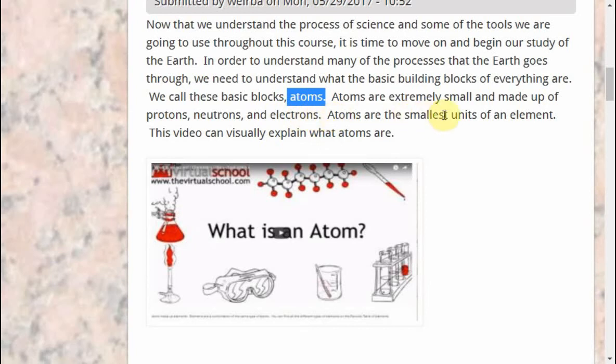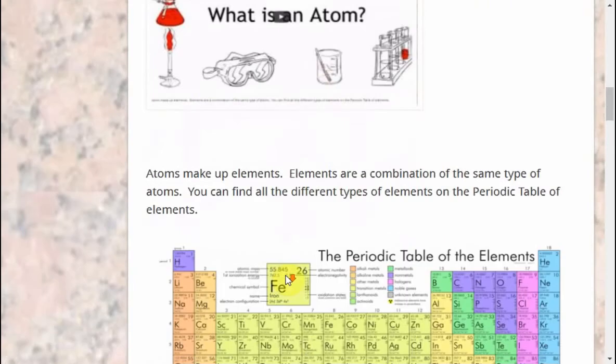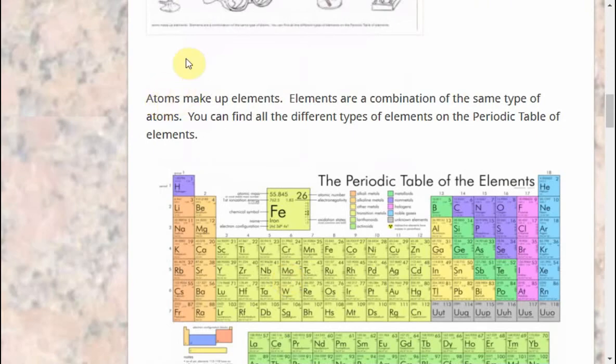So atoms are the smallest units of an element. So if you were to break down a chunk of any mineral or element, the smallest unit of that element would be an atom. This video here explains and walks through atoms. I would recommend watching this. It's a very, very good tutorial of showing how atoms are built, how they can break down to the smallest unit and still be recognized as an atom. And I'll let you guys view this on your own time.